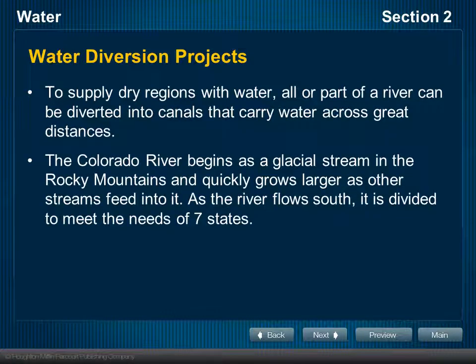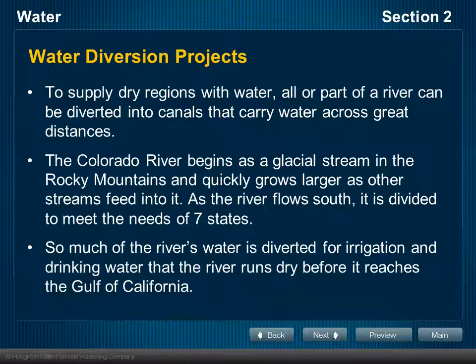A great example of this out west is the Colorado River. It begins as a glacial stream in the Rocky Mountains, grows larger as other streams feed into it. The river flows south and it's actually divided to meet the water requirement needs of 7 different states. And in fact, so much of the river is diverted for irrigation and for drinking water that, in fact, all of the river is diverted. And the river actually runs completely dry before it reaches its emptying point, the Gulf of California.